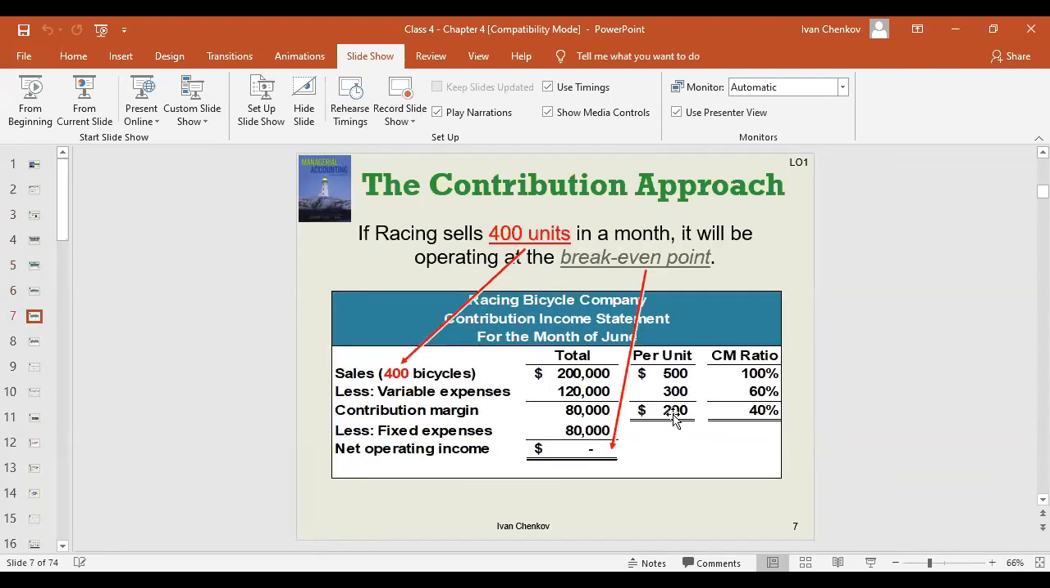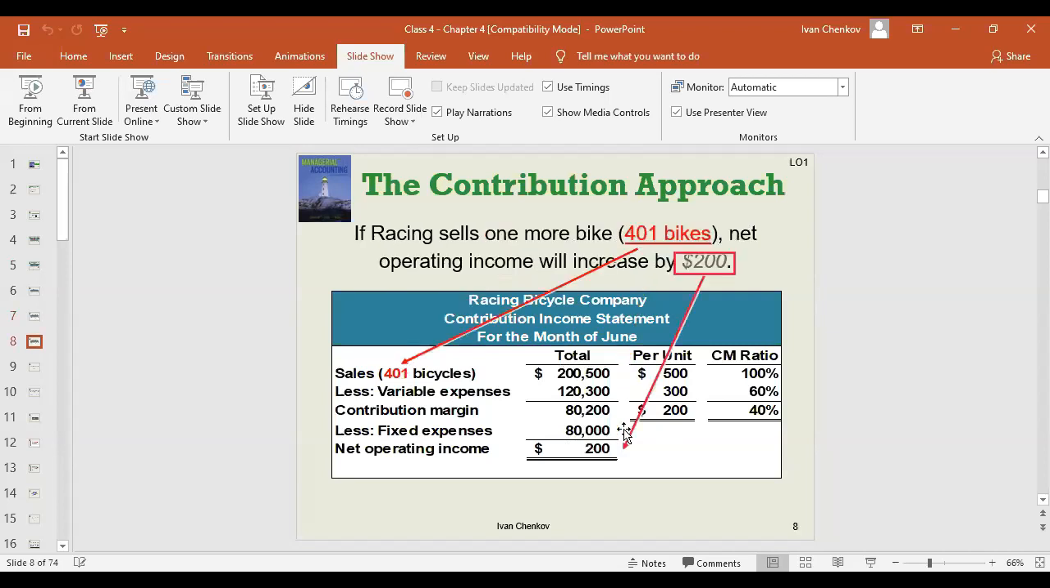Fixed cost divided by the contribution margin per unit is going to give you 400, which will be the number of bicycles you need to sell in order to generate a contribution margin equal to the fixed cost. So what's going to happen if I sell one additional unit? If I sell one additional unit over the break even, the contribution margin from that unit is going to transfer directly to my operating income. And you already know that in your household.